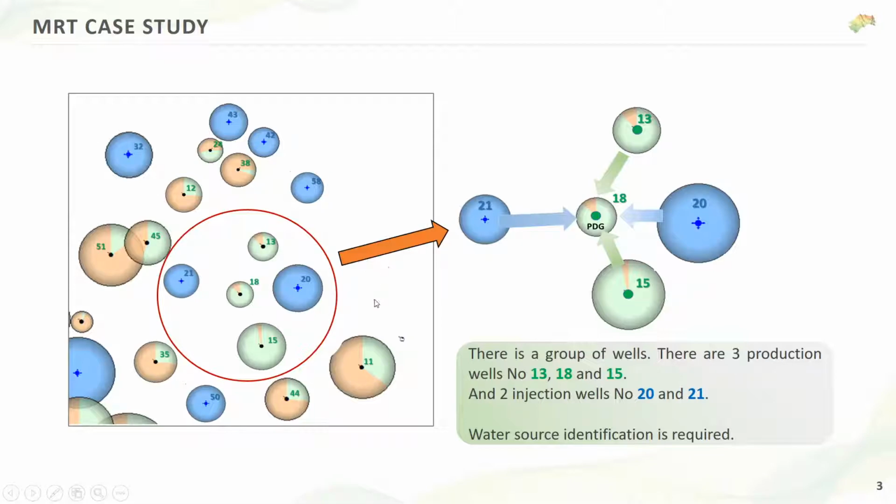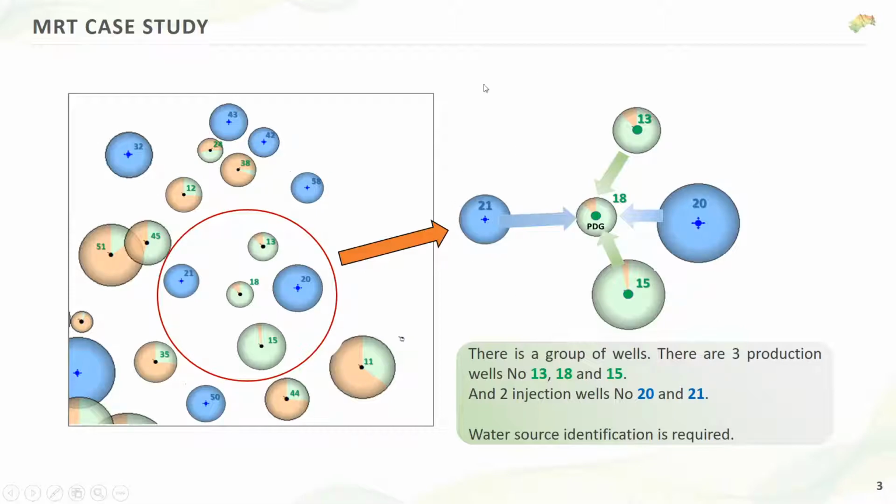Maybe I should explain. This is the areal map. These points are wells. These bubbles are production or injection. If it's blue, it is the current injection rate. If it's green or brown, it's the current production rate. And green is water production, brown is oil production.